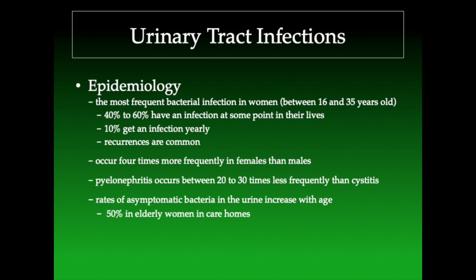UTIs occur 4 times more frequently in females than in males, and we now know this is because a woman's urethra is shorter and significantly closer to her rectum.